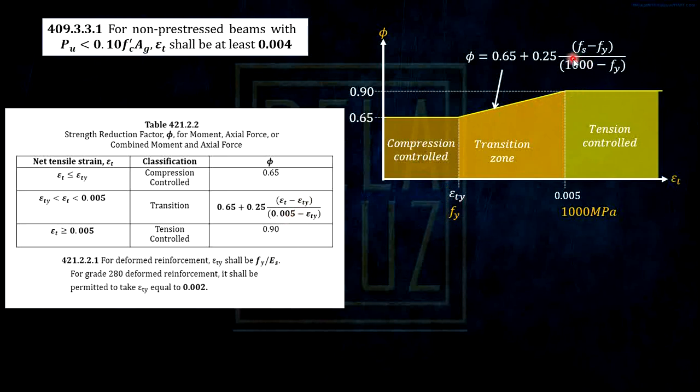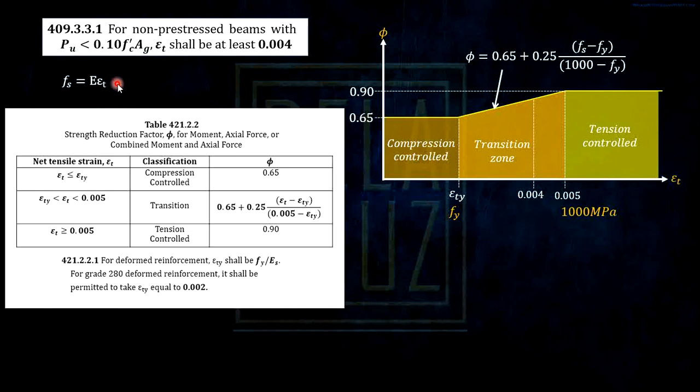0.005 represents 1000 MPa, and Fy represents epsilon Ty. Now, we will plot this 0.004 here. It is somewhat lesser than 0.005. So, what does this mean? It goes like this: when Fs exceeds, wait, we will express this also in terms of stresses.